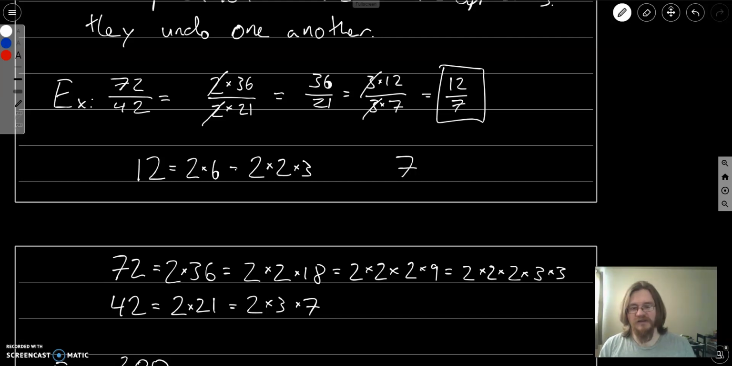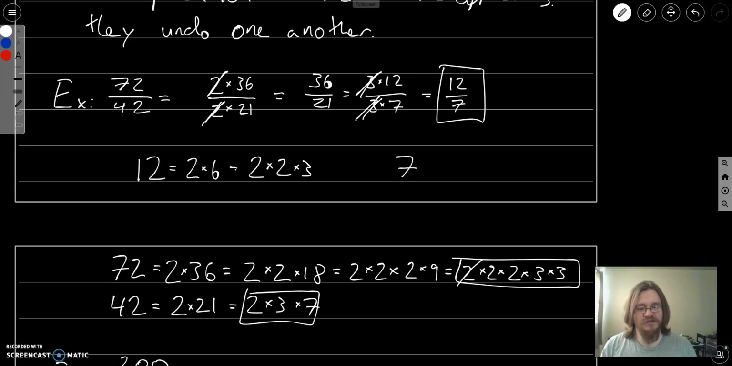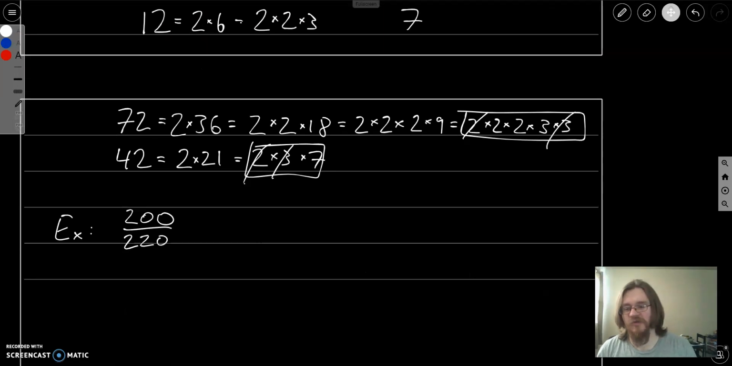So when I come back up here, what you'll see is I canceled out a 2 first, and then a 3. Well, here are 72 and here are 42. And I've canceled out 1, 2, and 1, 3. What am I left with? 2 times 2 times 3, which is 12, and 7, which is 7. So here, it can be useful to break down the entire number first and just look to see, oh, I've got a 2 on the top and the bottom, and I've got a 3 on the top and the bottom. Whatever's left is whatever's left. Let's just go through more examples.